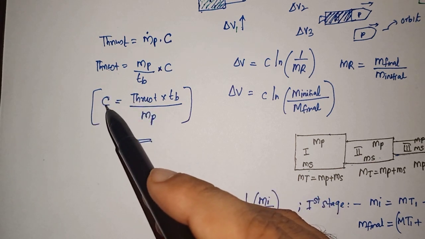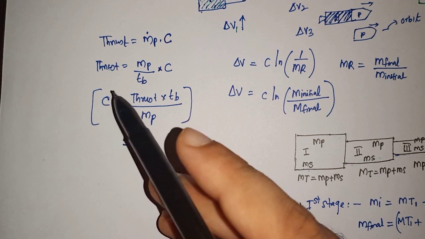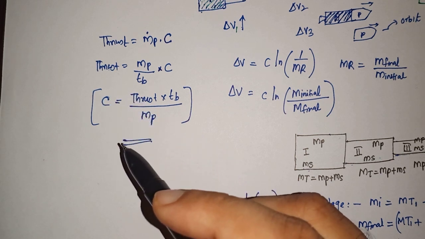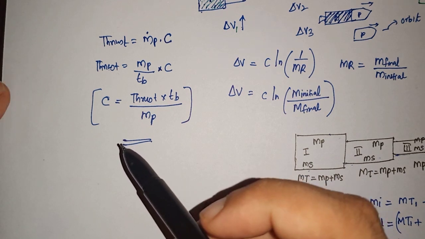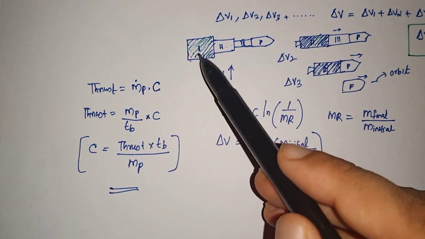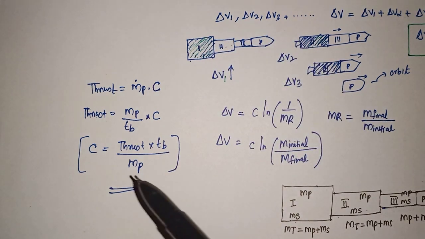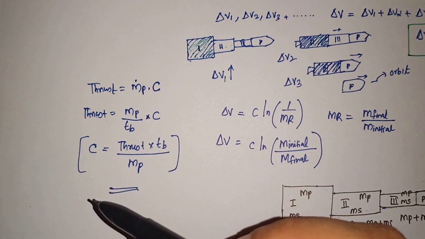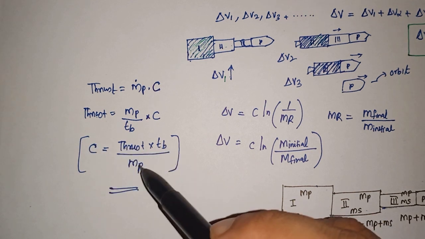Normally for high altitude operations we go for cryogenic engines for the upper stages, and when it comes to the lower stages we normally go with the booster stages, is it not? So accordingly we can calculate the effective exhaust gas velocity based upon the thrust, burn time, and the mass of the propellant. Okay, I hope this is informative for you.